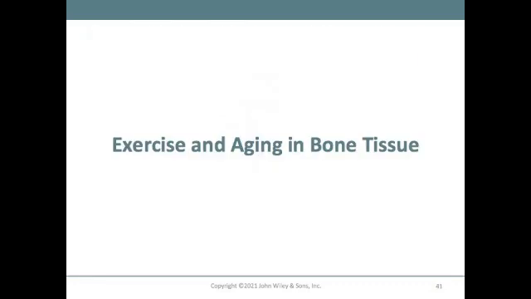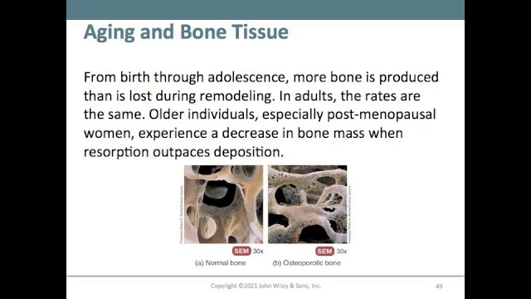Aging and bone tissue. Oh, exercise and aging in bone tissue. Okay, well, 6.8 and 6.9, page 196 and 197. From birth through adolescence, more bone is produced than is lost during remodeling. In adults, the rates are the same. Older individuals, especially postmenopausal women, experience a decrease in bone mass when reabsorption outpaces deposition.